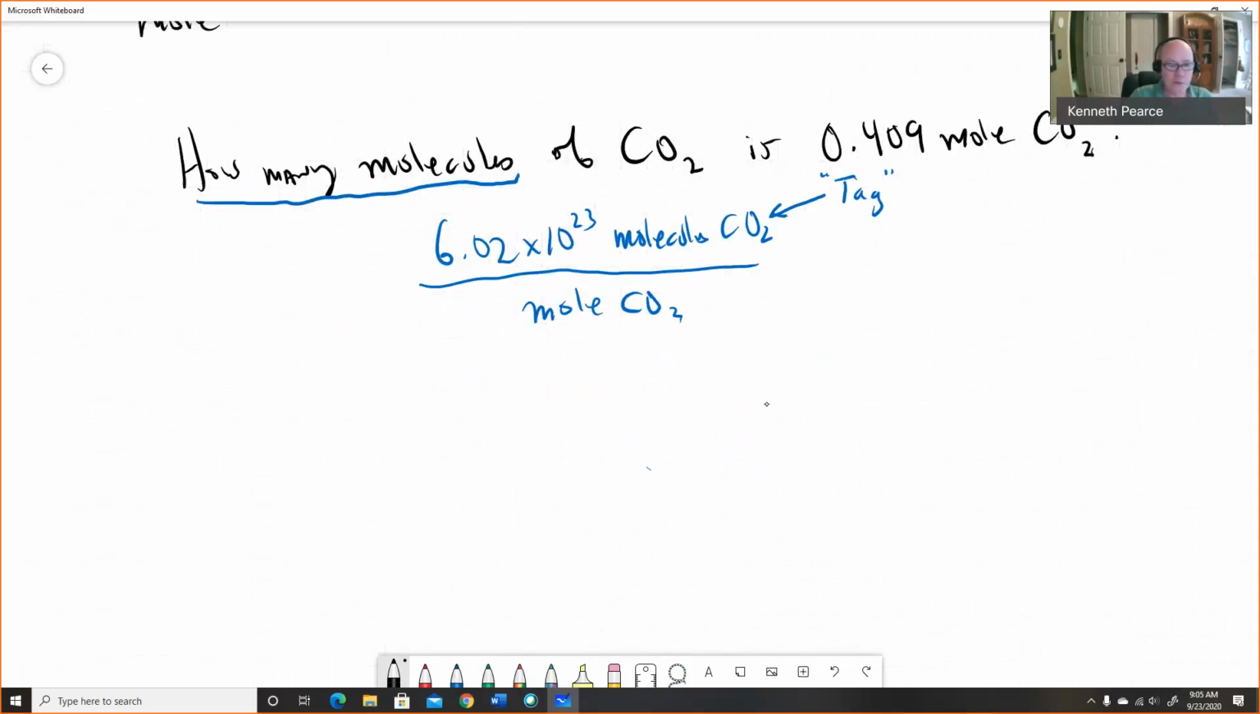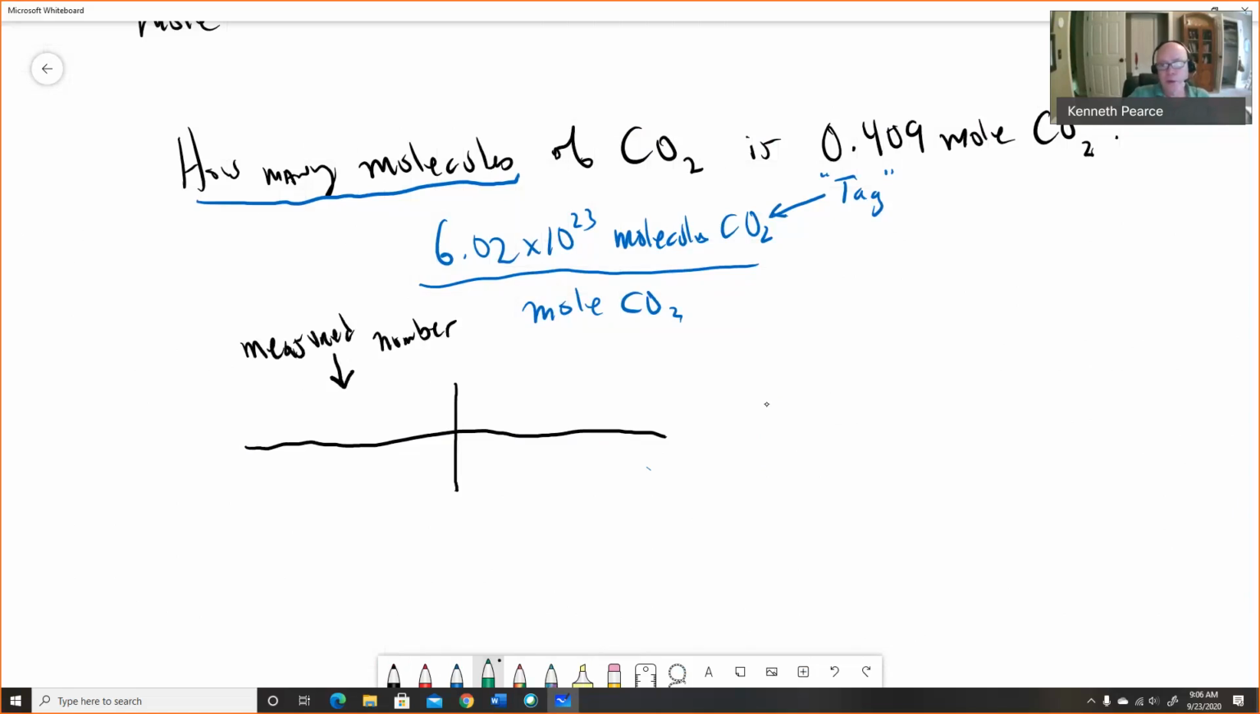And what does the setup look like? Well, we draw a line, draw another line, and of course we always start with the measured number. That always starts every problem, is the measured number. Now, what do we have up there that's measured? Well, our measured number is the 0.409 moles CO2. There it is. That's my measured number, because I actually had to go out and measure it. The conversions are not your measured numbers. Okay, always start with your measured number.